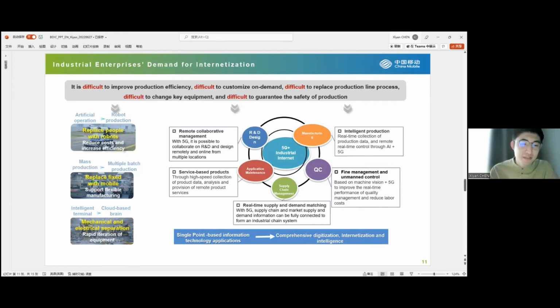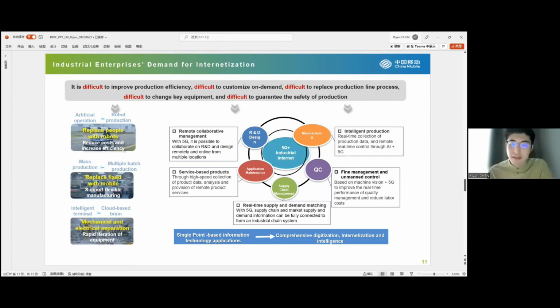And secondly, we can change mass production into multiple productions, which can support flexible manufacturing and also reduce the cost of manufacturing. And finally, from the intelligent terminal into a cloud-based brain, which allows rapid iteration of the equipment. We can change the equipment at any time. We do not rely on the equipment itself. We rely on the algorithm from the cloud for the whole process. So generally speaking, it changes from single information technology applications into comprehensive digitalization, networking and intelligence.